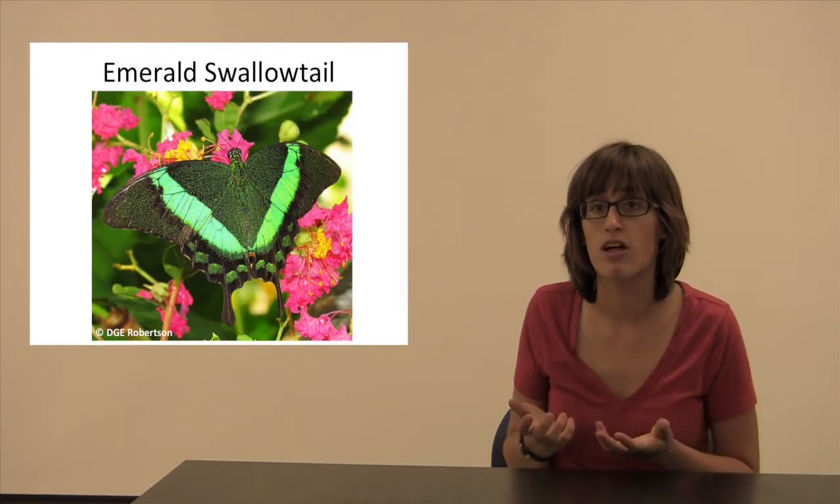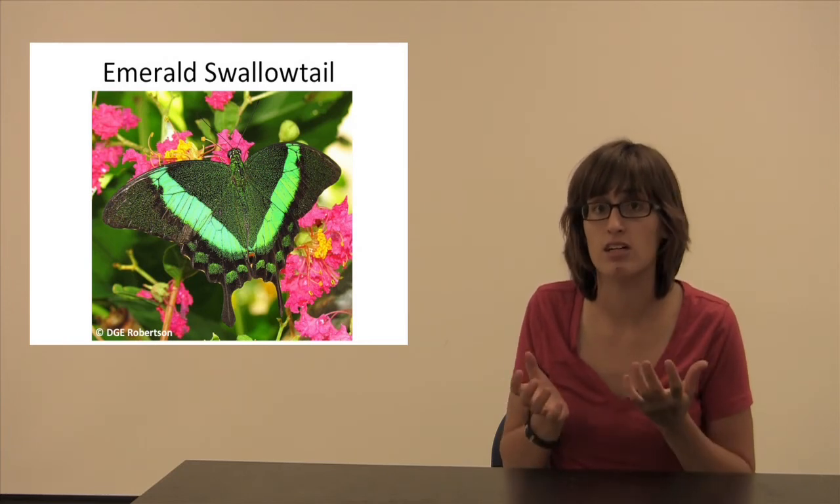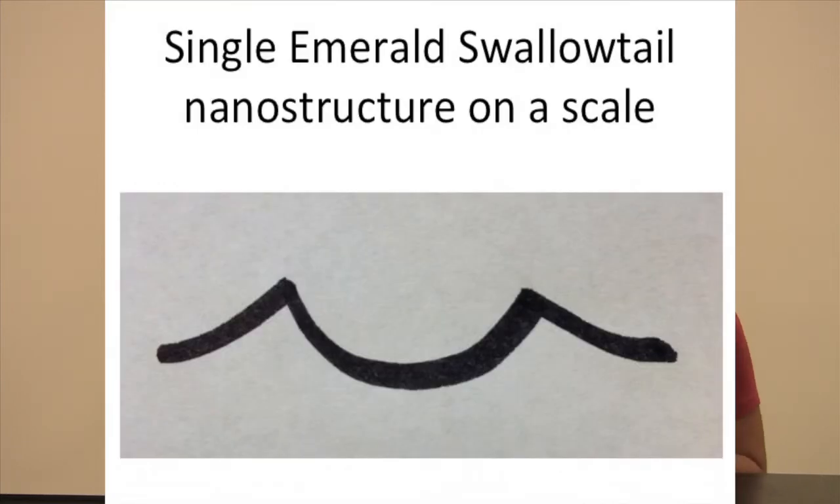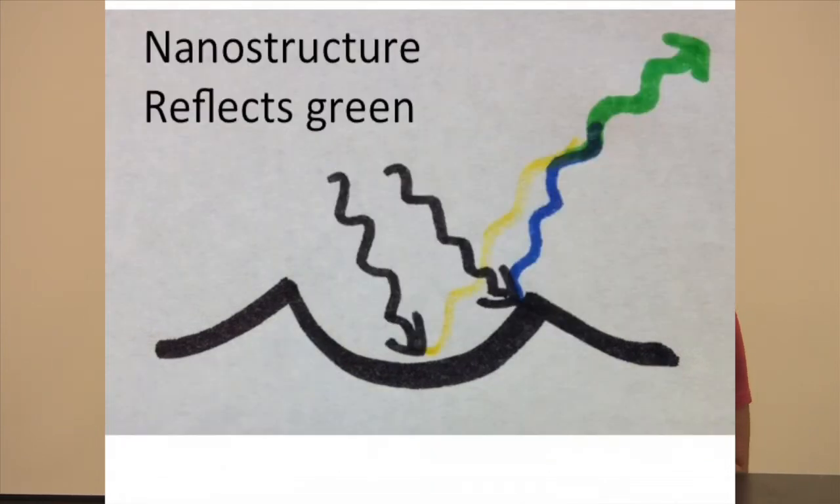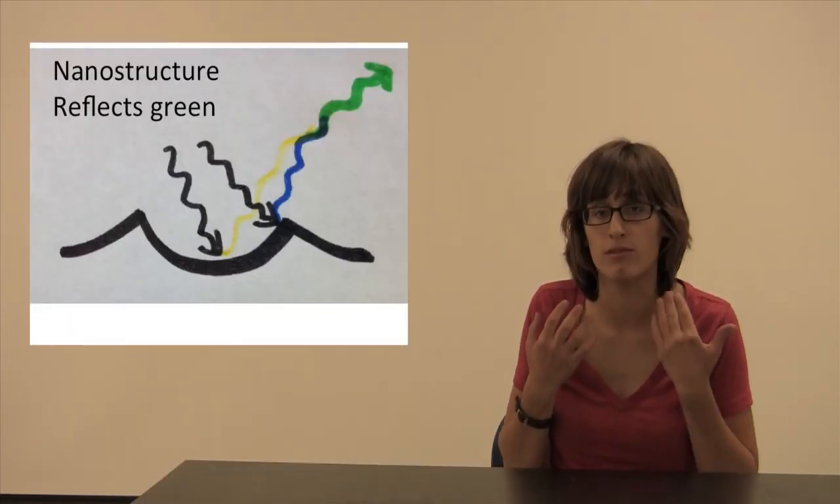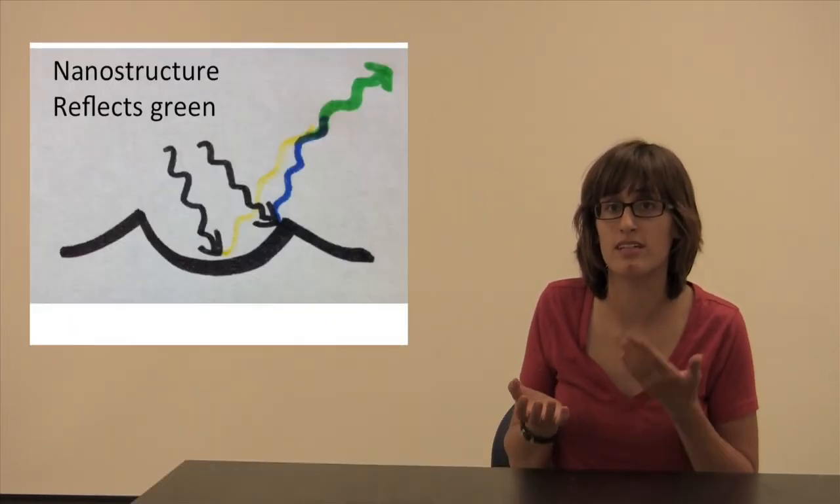Not all nanostructures have the same shape. For example, in the emerald swallowtail, this butterfly has a cup-like nanostructure on its scales, and this cup has a top section that reflects cyan and a bottom that reflects yellow. So when we perceive the light from the emerald swallowtail, we see an iridescent green color.